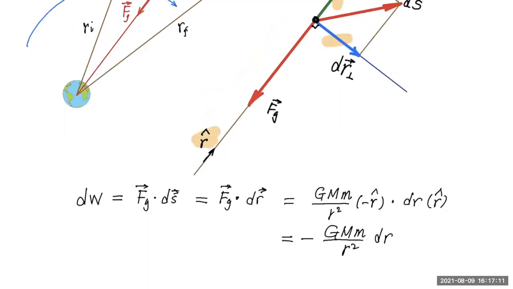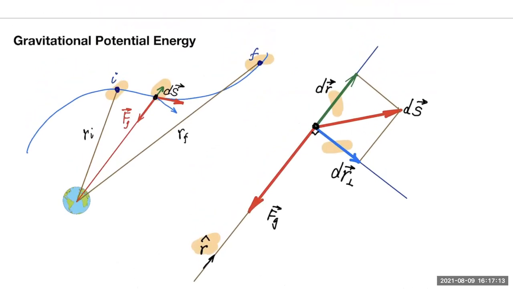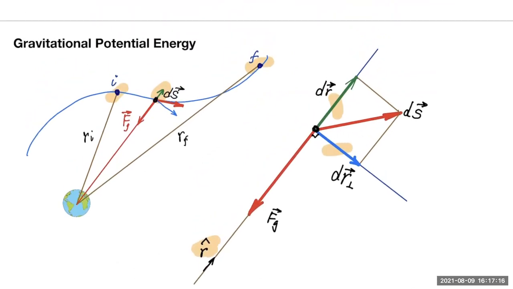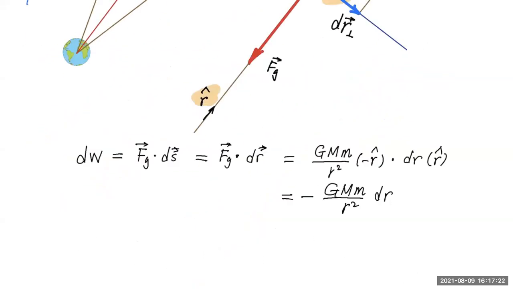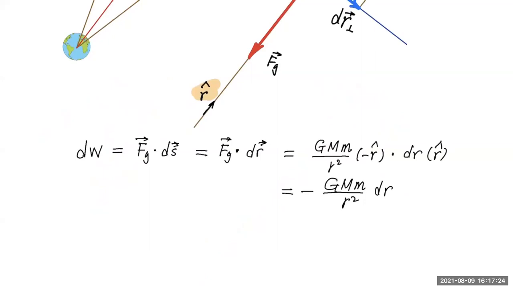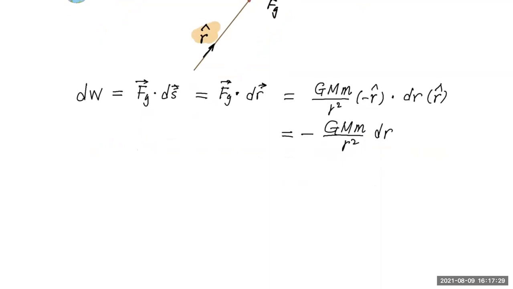Okay, dr is not the same as ds. dr is only the movement along the line connecting the object and the center of the Earth. Okay, it's the radial movement, and that's the only movement that counts when it comes to work done. So how much is the total work done, W from initial to final? What is that equal to?